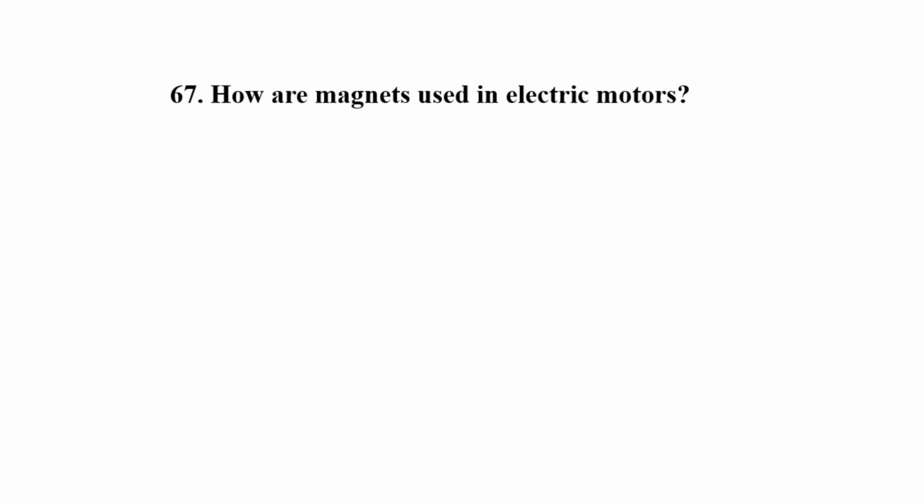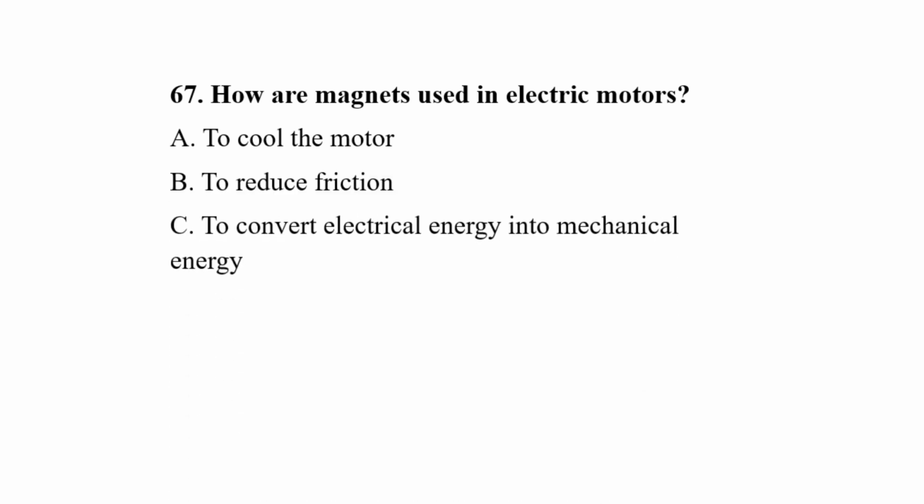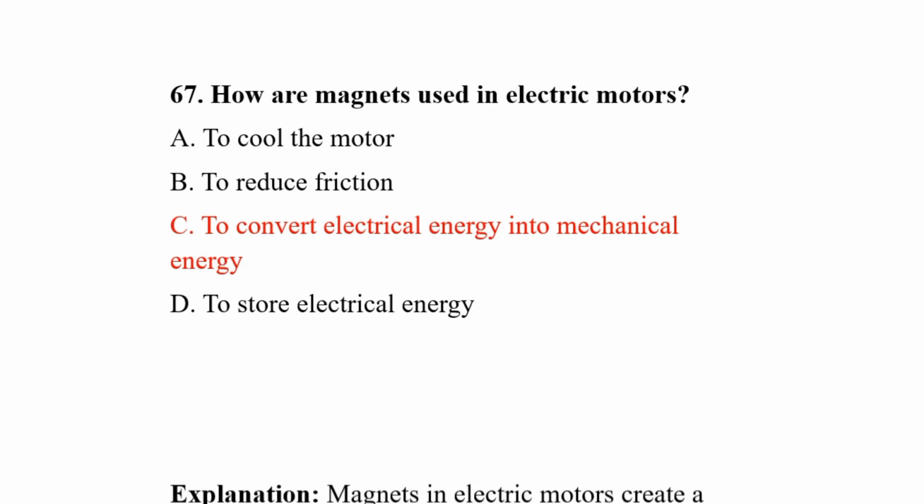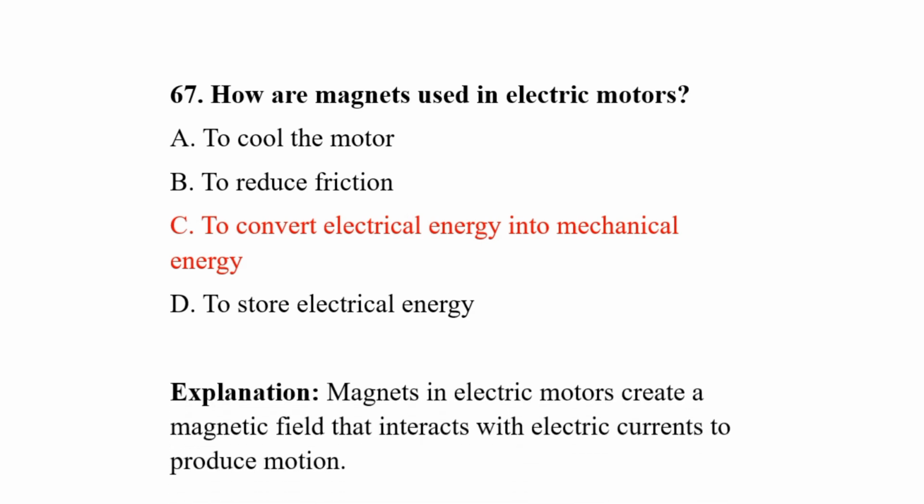Question number 67. How are magnets used in electric motors? A, to cool the motor. B, to reduce friction. C, to convert electrical energy into mechanical energy. D, to store electrical energy. The answer is to convert electrical energy into mechanical energy. Magnets in electric motors create a magnetic field that interacts with electric currents to produce motion.